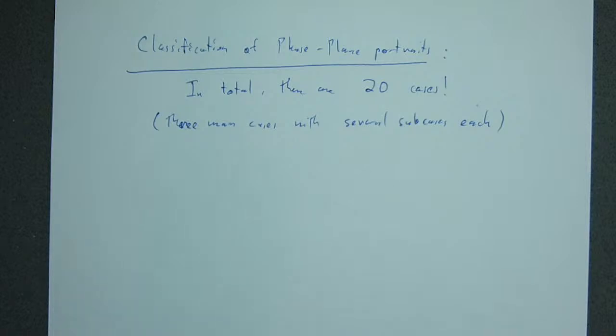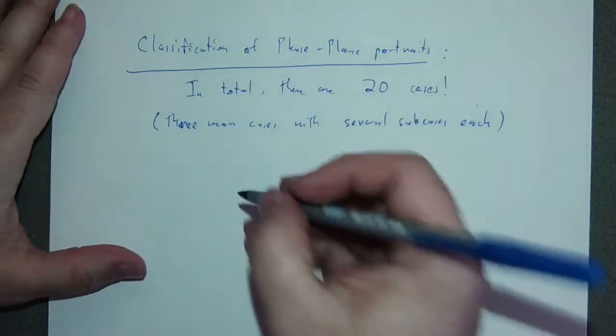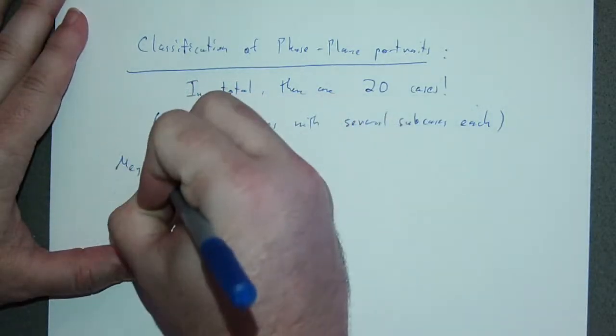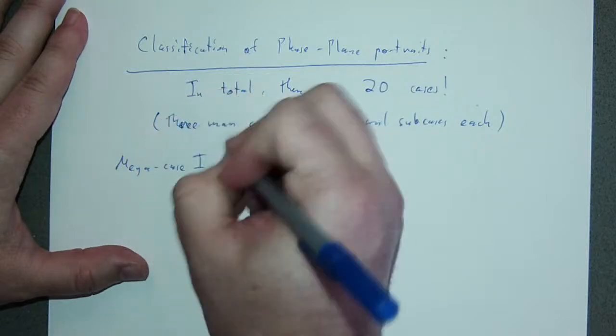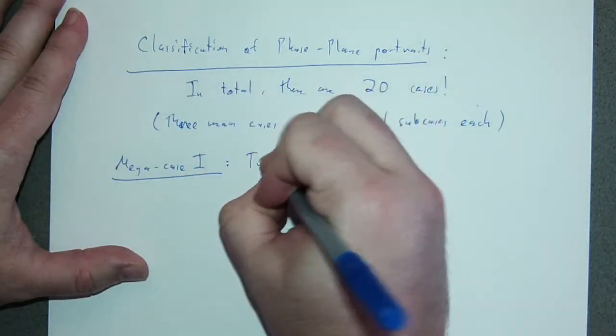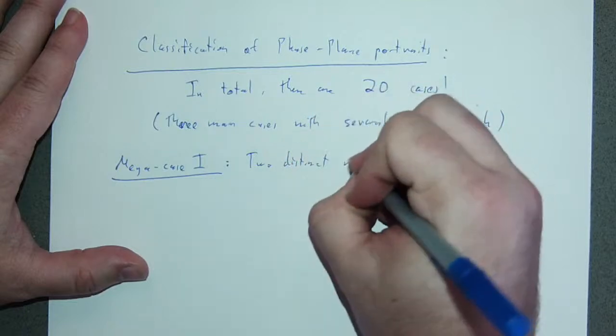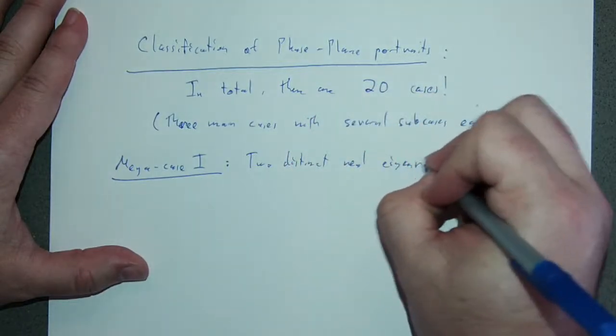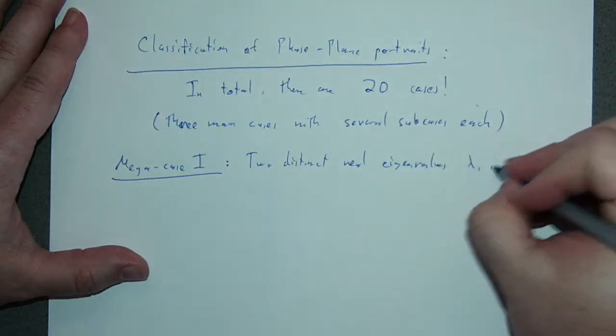3 major cases that are exactly the 3 cases you expect. So the 3 main cases are just what type of eigenvalues you got, right? So 2 distinct real eigenvalues, 2 distinct complex eigenvalues, and then 1 real double eigenvalue, right? Eigenvalue multiplicity 2. Those are the 3 mega cases, and then each of those cases has subcases, all right? So let's do mega case 1. So mega case 1: 2 distinct real eigenvalues, lambda 1 and lambda 2.